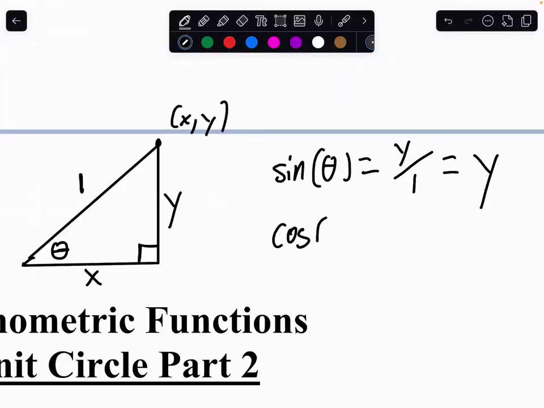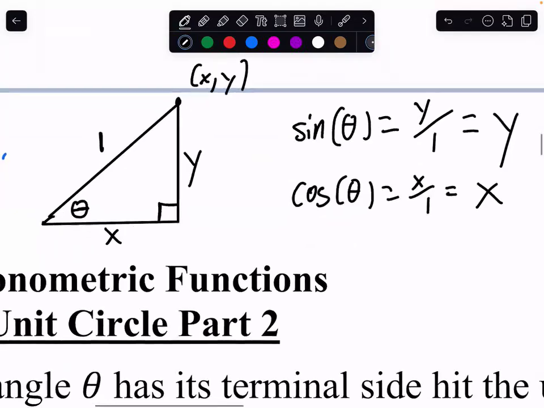Okay, so similarly for cosine, cosine is adjacent over hypotenuse. So the adjacent leg is the x coordinate. And again, anything divided by 1 stays the same. So hopefully this gives an explanation for the reason that to find the cosine of an angle, you can simply look at the x coordinate where it hits the unit circle.